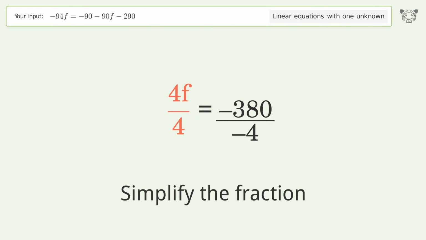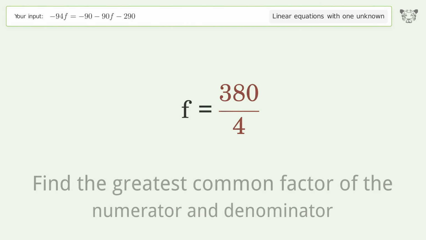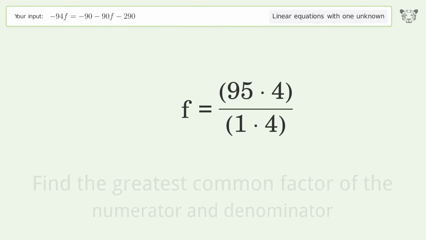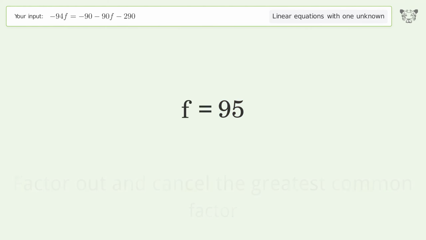Simplify the fraction. Cancel out the negatives. Find the greatest common factor of the numerator and denominator. Factor out and cancel the greatest common factor. And so the final result is f equals 95.